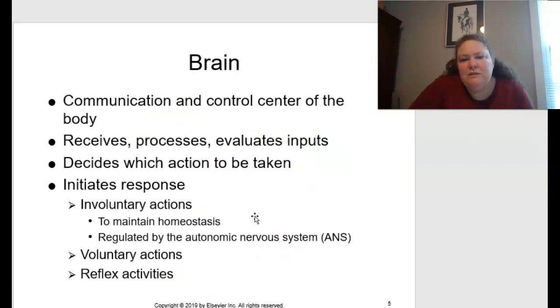So the brain is used for communication, and it is the control center of the body. The brain's very important because it receives, processes, and evaluates the inputs that it's receiving. Then it has to decide what action needs to be taken, and it's going to initiate a response. A lot of these are involuntary reactions, which are actually good for us, right? This is to maintain homeostasis, and this is regulated by the autonomic nervous system.